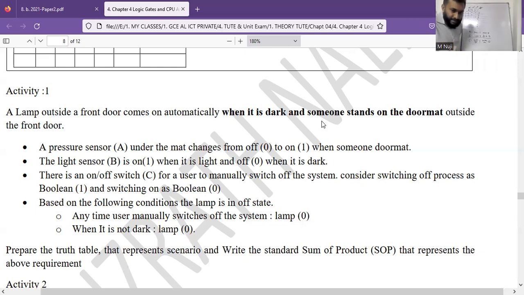Let's see. There is an on-off switch only. Based on the following condition, the lamp is in off state. Another area also there. Anytime the user manually switches off the system, lamp always 0. So manually switch off the system. Look at this one. Manually switch off means 1. So then this must be 0. You understand, my dear students?